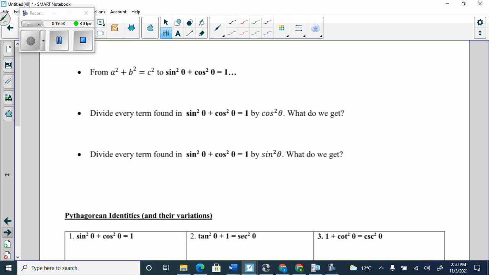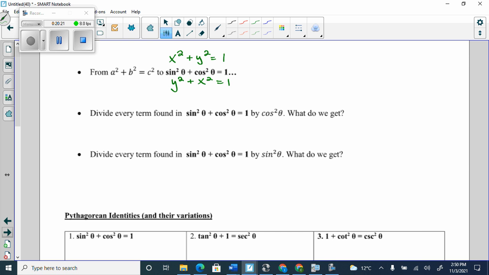So here it says, from a squared plus b squared equals c squared, we can get sine squared plus cos squared equals 1. Now, why can we do that? Because the formula is x squared plus y squared equals 1, or in this case, y squared plus x squared equals 1, because coses are x's, sines are y's, right? It's just the same thing.